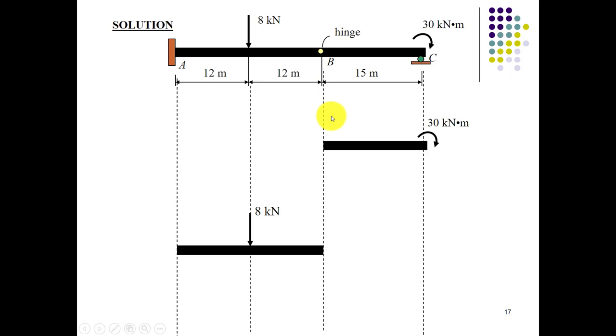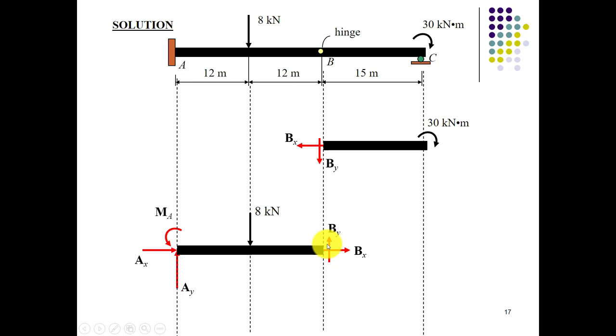So in this case, you will break apart the beam and determine the reactions. It's a fixed support, so it has 3 reactions: horizontal, moment, and vertical. Horizontal is 0. Because of the hinge support, you have 2 reactions, and these reactions will translate into this section also. So what would the value of By and Bx be?